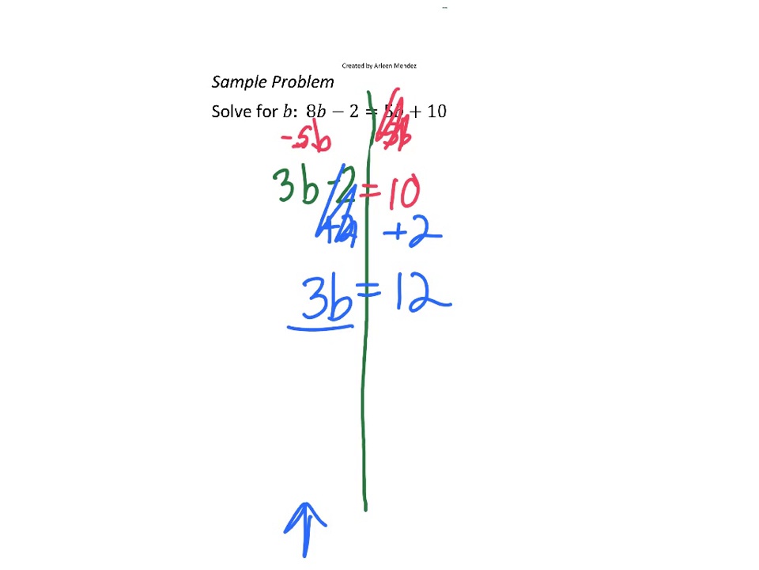The opposite of multiplying by 3 is to divide by 3. We divide by 3 on both sides. This cancels out. b equals 4. All right, this is one way to solve. I'm going to show you the other way to solve this exact same problem. But I'm going to write it here on the side.